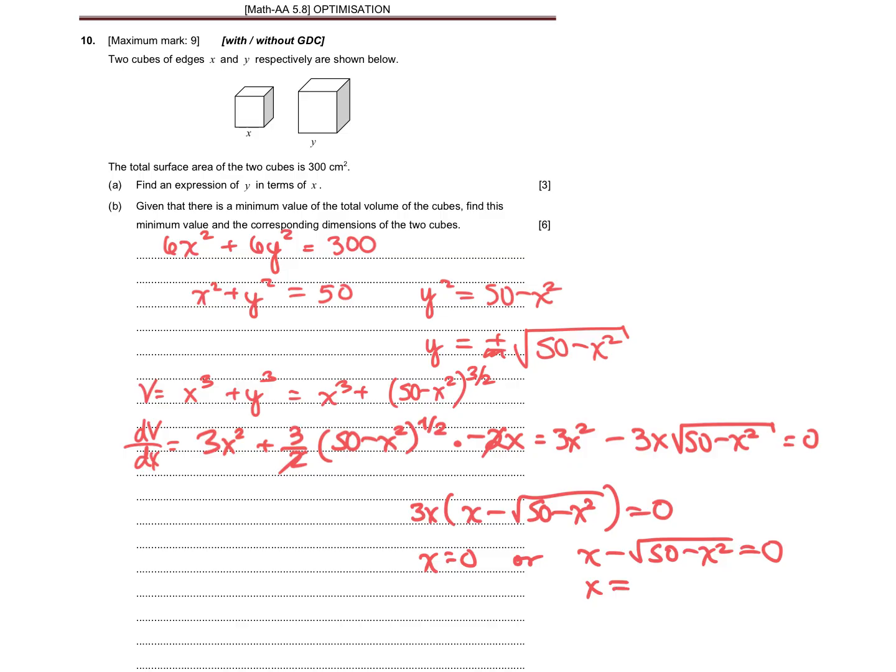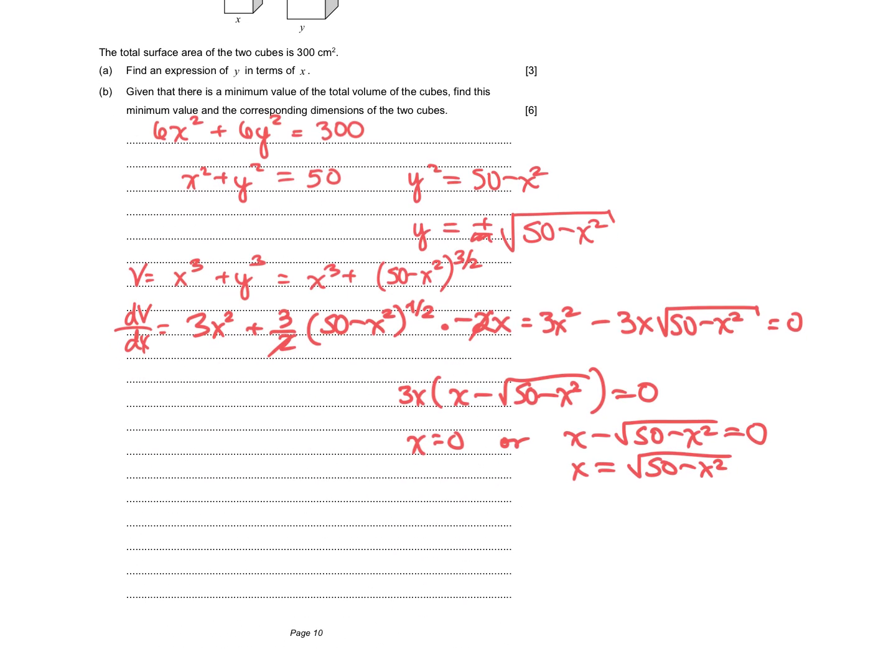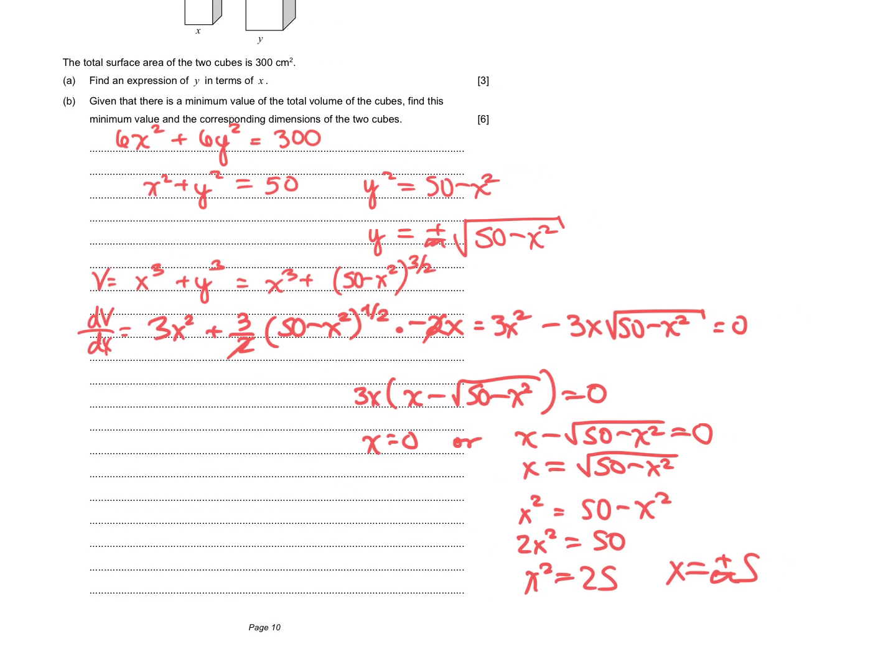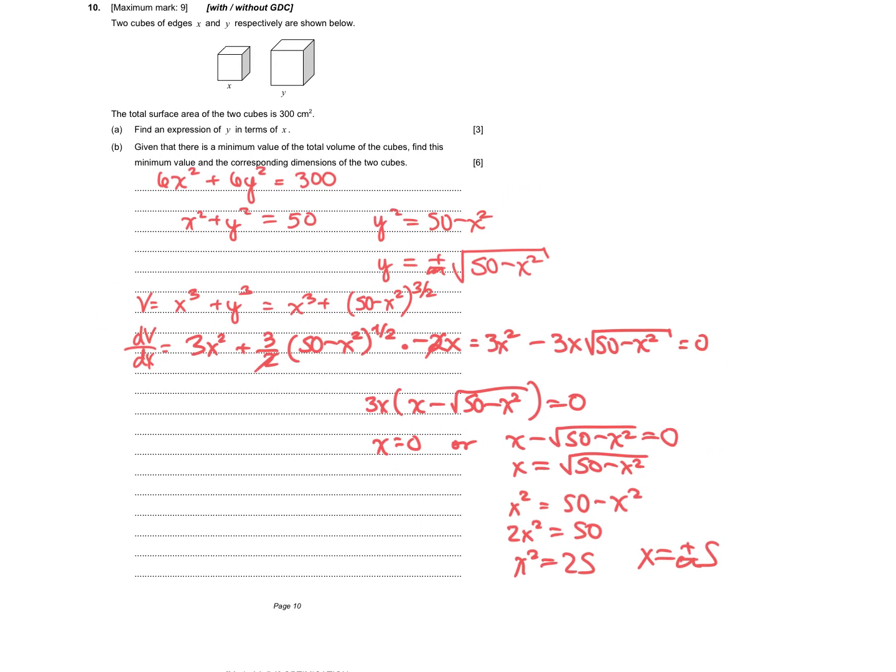So we'll write this like this, and then square both sides. Add x squared over, so that's 2x squared is 50. So x squared is 25. So x is plus or minus 5, but obviously we'll take the 5. Okay, so that is the x value for when there's a minimum value of the total volume of the cubes.